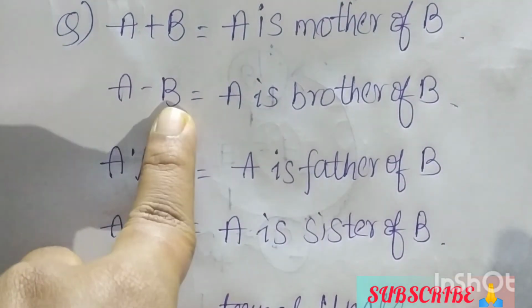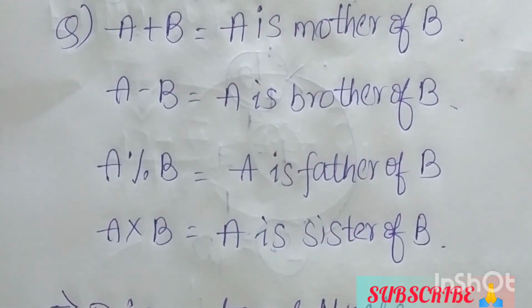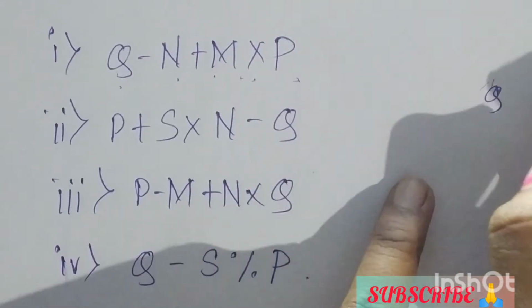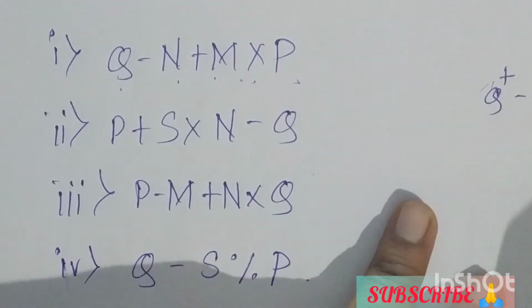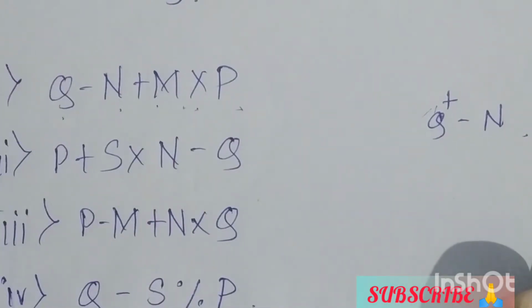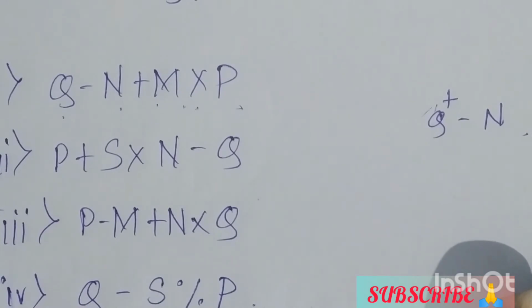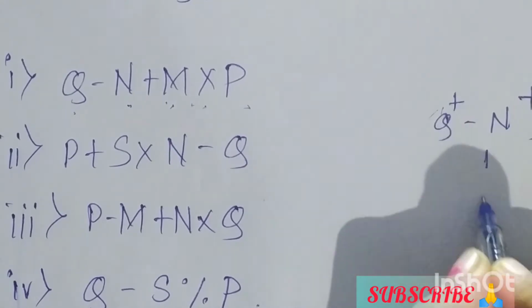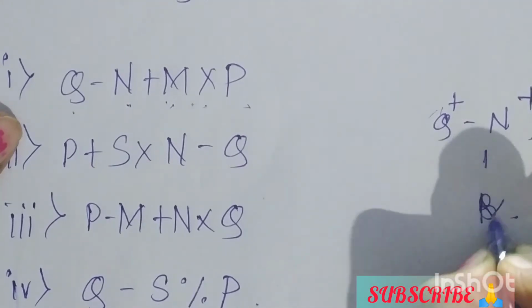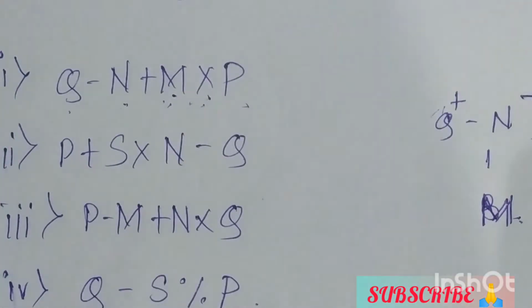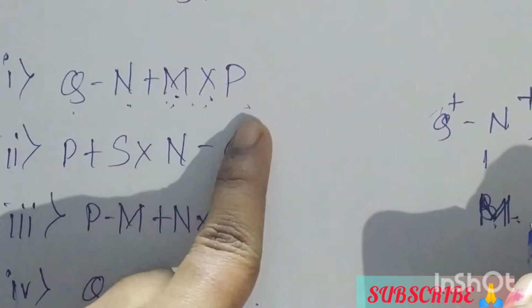So when we come to the question, what is A minus B? A is brother of B, right? In the same way, Q minus N will be, Q will be brother of N. Then N plus M. In the above questions I have given A plus B in the sense A is mother of B. So N plus M in the sense N will be mother of M. Then M into P in the sense A is sister of B. So here M into P is M is sister of P.